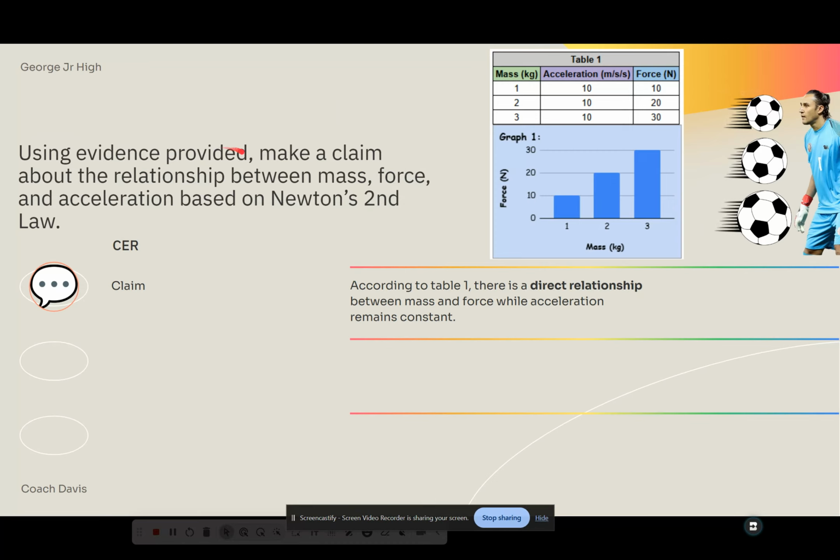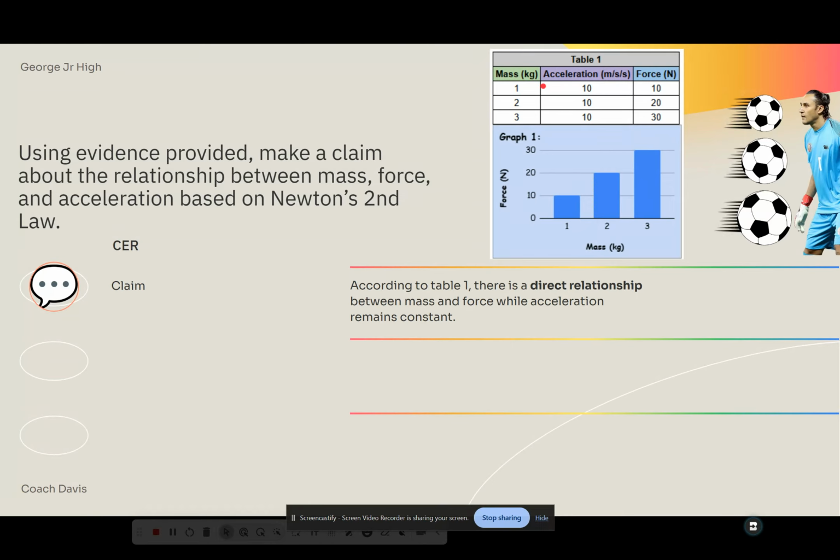Using the evidence provided, make a claim about the relationship between mass, force, and acceleration based off of Newton's second law. All right, well, let's just look at the data first before we get started. Looks like we got soccer balls and they're all about the same size. No, they're not. Looks like this one's smaller and this one's a little bigger and this one's a little bigger. And it looks like they're all traveling about the same speed or acceleration. Okay, and it looks like this guy is some kind of goalkeeper because he's got some gloves on and his job is to stop them.